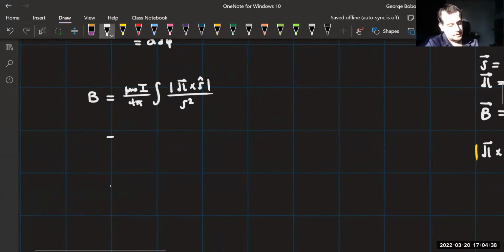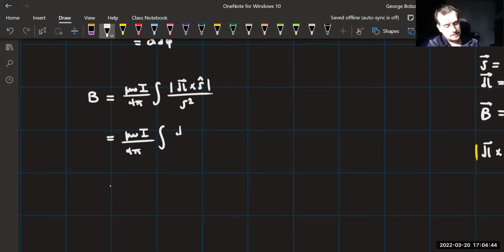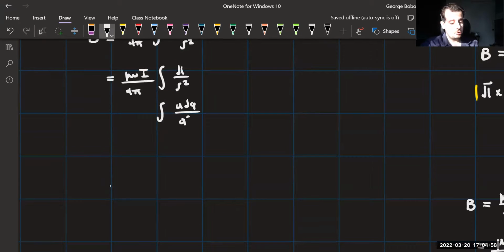So I get in total mu naught I over 4 pi, the integral of dl over here over r squared. All right. And then we know that dl is a d phi, r squared is a squared, and everything just falls into place. One factor of A cancels.